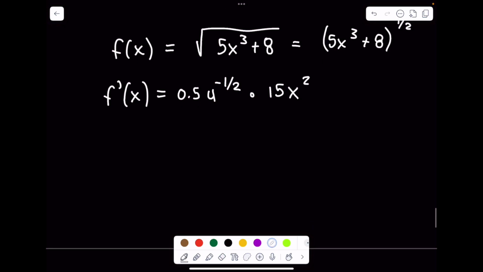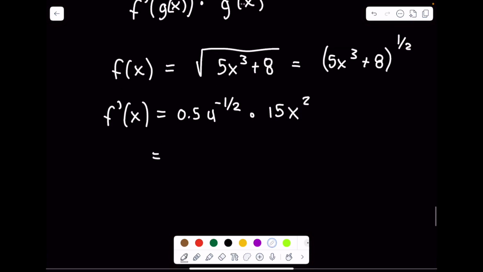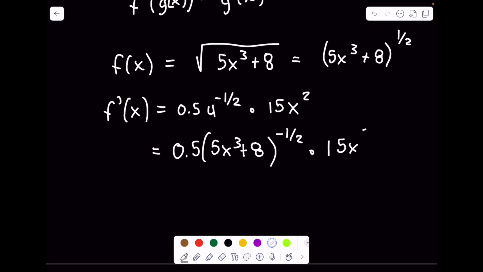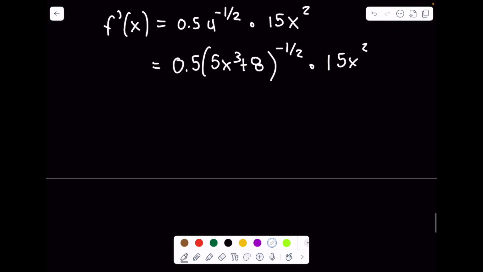Now this looks messy though, so how can we clean this up a bit? First things first, let's sub in 5x cubed plus 8 as u. We get 0.5 times 5x cubed plus 8 to the power of negative 1/2. Remember too, negative exponents, you can just take the reciprocal. So that's what we're going to do here in our next step of simplifying.